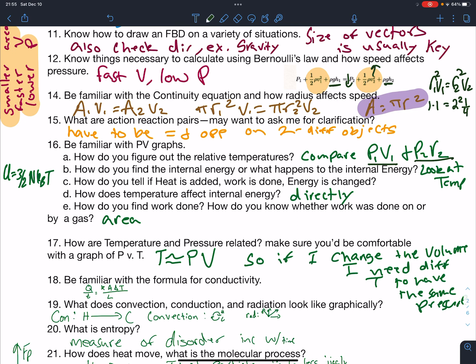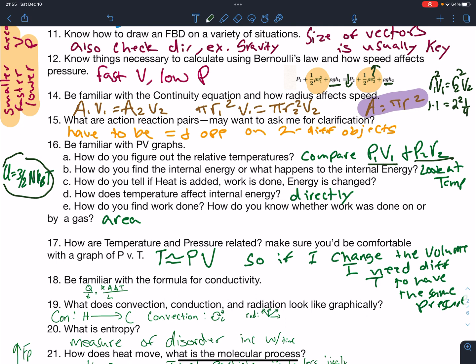How do you find the internal energy, or what happens to the internal energy? Internal energy is equal to 3/2 N kBT. If you need to figure out what happens to the internal energy, look at the temperature. If the temperature changes, your internal energy is changed.